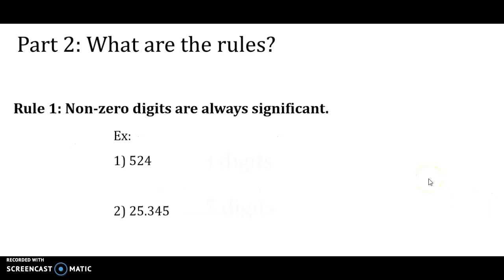Well, there's a couple of rules. Number one, all non-zero digits, so 1 to 9, they're always significant. So in this particular case, we can count 3 numbers. In this particular case, we can count 5 numbers. The decimal point doesn't matter. What matters is that we've got a series of numbers that are between 1 and 9.